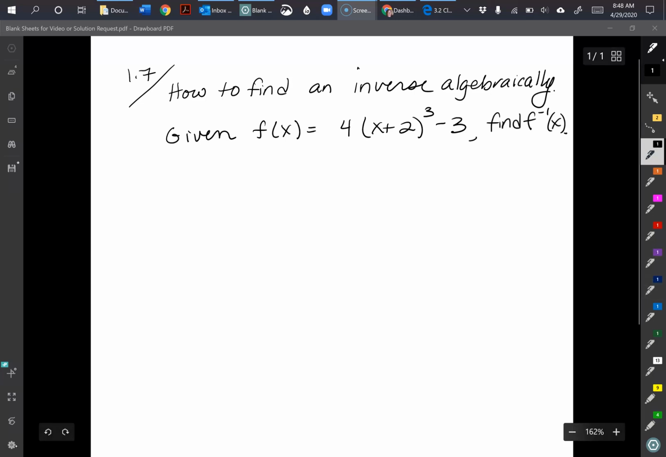f of x equals 4 times quantity x plus 2 cubed minus 3, and we're going to find f inverse of x. Now we know what it should be, so you can try it if you want on your own.